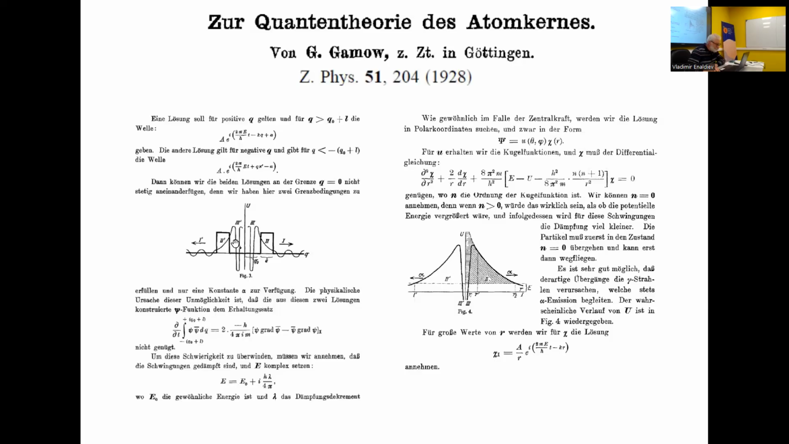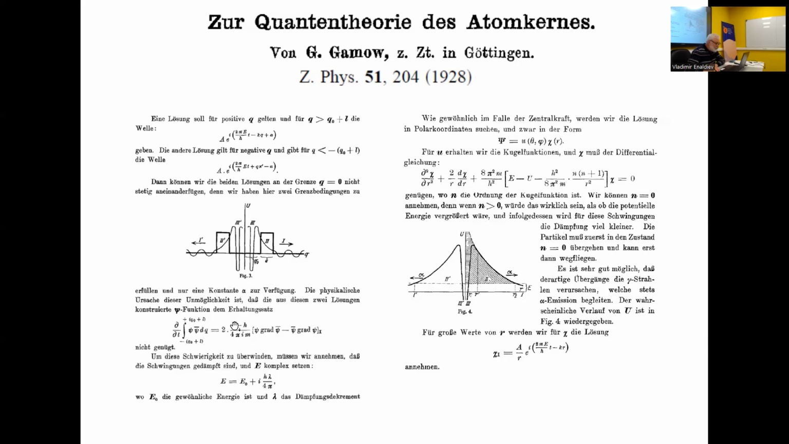So he considered such a one-dimensional potential with two potential barriers. And he felt that to describe radiative decay, one must impose outgoing wave boundary conditions. These two equations show that to the right of the right barrier, we have only an outgoing wave going to the right. And to the left of the left barrier, we also have only an outgoing wave, a wave going to the left.